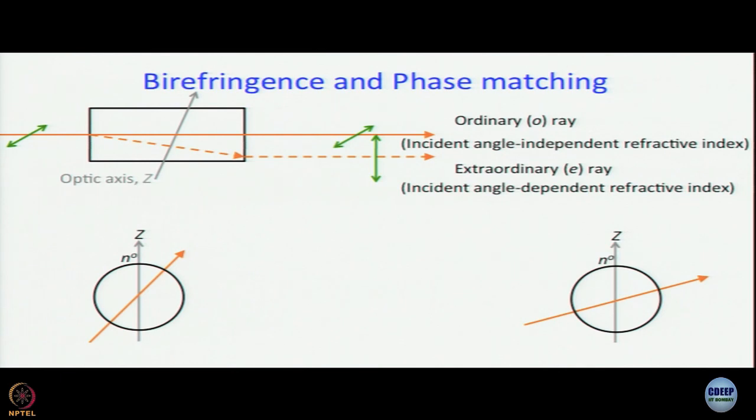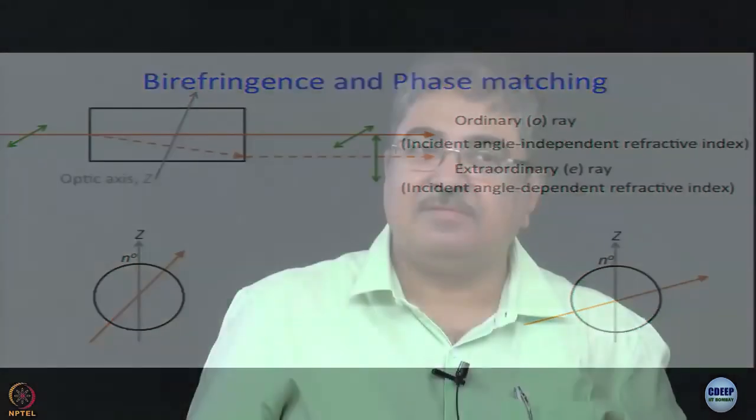If I want to make a similar plot for the extraordinary ray, what will it look like? For an extraordinary ray, remember n depends on the angle of incidence. So, n e, if I denote the refractive index of the extraordinary ray as n e, then it is going to have theta dependence. It is not going to be a circle. What will it be? Will it be a square? Will it be a triangle? Yeah, what should it be?